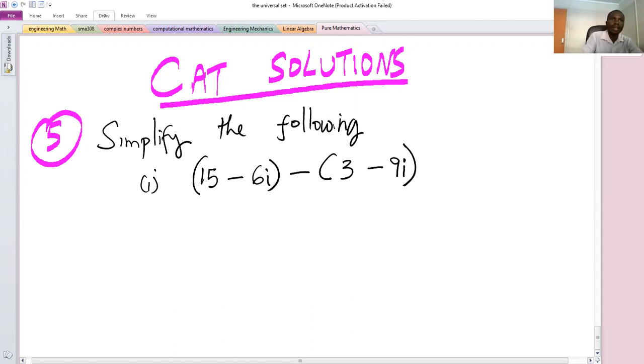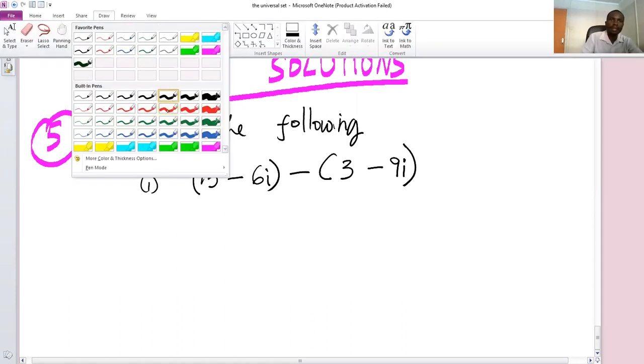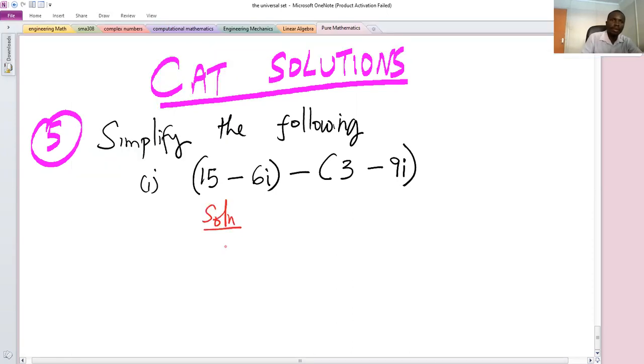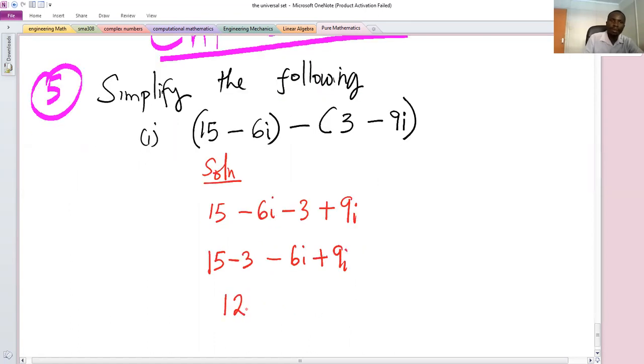Now this is just the arithmetic of two complex numbers. So the solution will have 15 minus 6i, minus times plus is minus, minus is plus. Then collect real terms together and imaginary parts together. So 15 minus 3, minus 6i plus 9i. Now 15 minus 3 is 12, minus 6i plus 9i is plus 3i. So that is the solution to that first part.